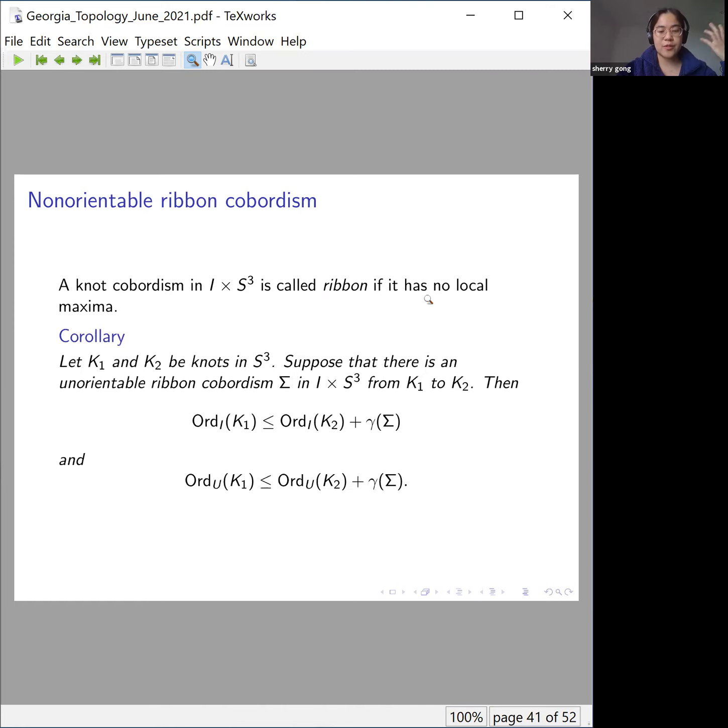And so immediately from our theorem, you can conclude that if you have a ribbon cobordism, orientable or otherwise, from K1 to K2, then the torsion order of K1 is bounded above by the torsion order of K2 plus the non-orientable genus. This is just, you apply the theorem and set capital M to be 0. And this is true in both instanton and HFK.